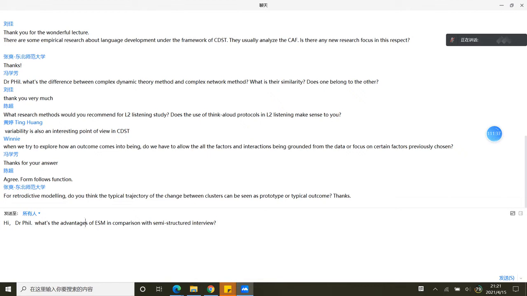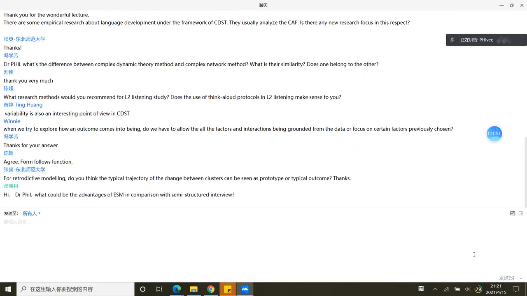Winnie asks, when we explore an outcome, how do we allow for all the factors or interactions being grounded from the data? So this brings us back to the boundary problem. Diane Larsen-Freeman makes this point well. If everything's connected, if everything counts, how do we stop ourselves from studying the whole world? And so the boundary problem can be solved by looking at what we're interested in explaining.